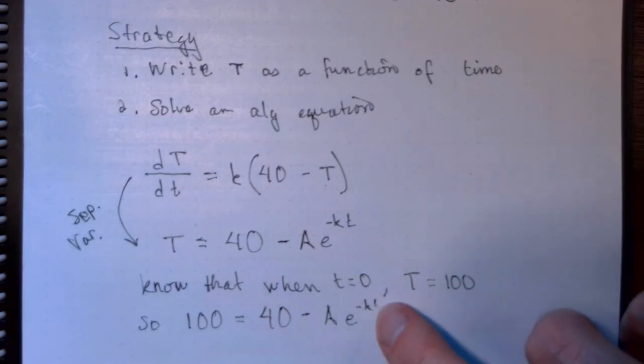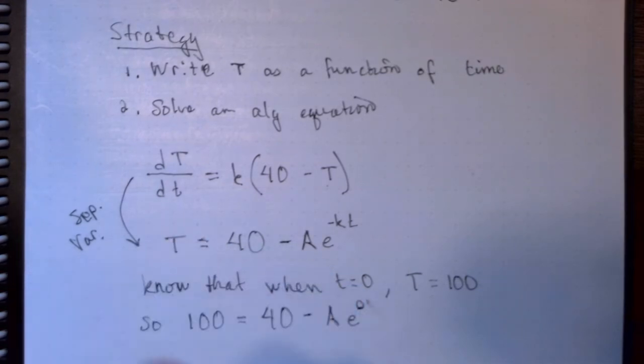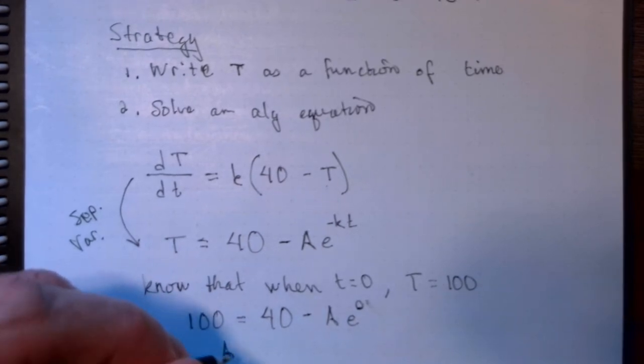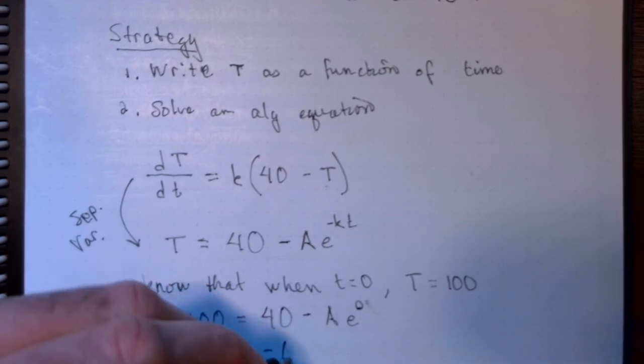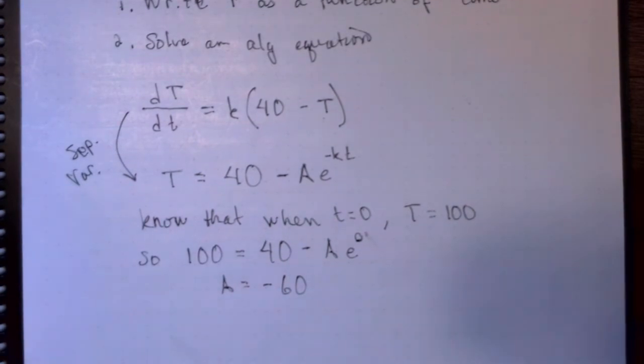Oops, let me put in a 0 there. We said little t was equal to 0, right? Let me just do that. It's e to the 0, right? Now, of course, e to the 0 is 1. So this is 40 minus a, so then we can solve for a. A equals negative 60. All right?